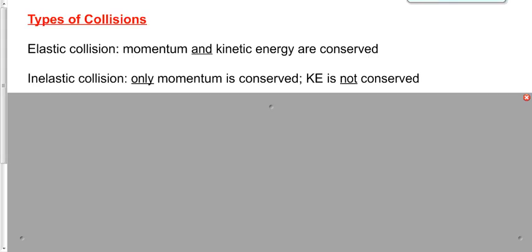Versus an inelastic collision where you don't gain or lose momentum because, again, in an isolated system, momentum is always conserved, but you do lose kinetic energy. Kinetic energy is not conserved. Kinetic energy is lost. It'll never be gained, by the way. Okay, it'll always either stay the same, conserved, or it'll be lost.